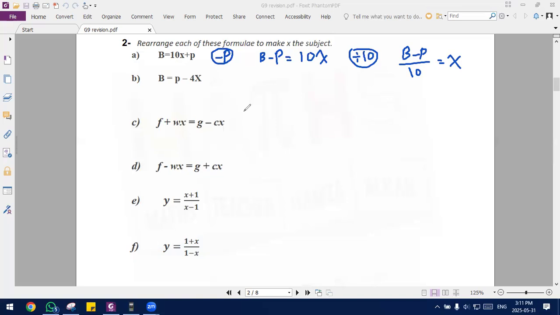Okay, next one. We do minus p, good. So b minus p is equal to minus 4x. Then we divide by minus 4 to remove it, because if I divide by 4, it will still be minus. So b minus p over minus 4 is equal to x.